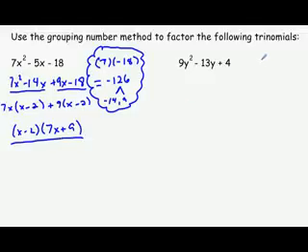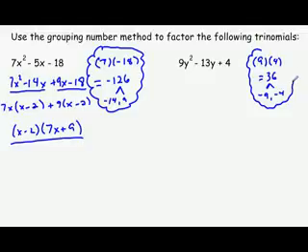In the second pair, our leading coefficient is 9. Our constant at the end is positive 4, giving us positive 36. And the pair of numbers that multiplies to give us 36 but adds to negative 13 happens to be negative 9 and negative 4. So we're going to split up our middle term using negative 9 and negative 4.